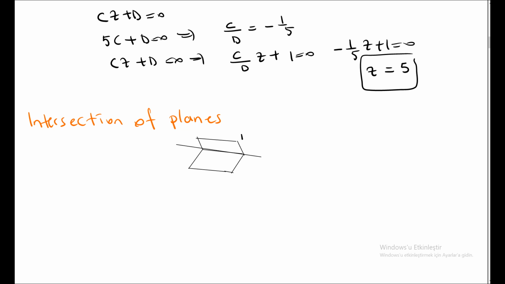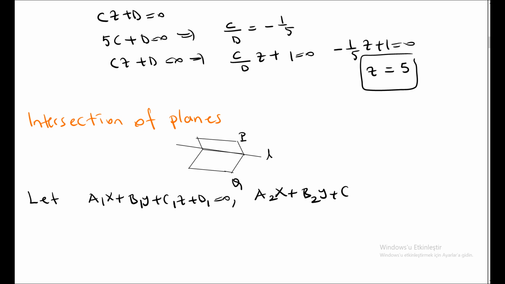So let's say this is a plane, this is another plane, and this is L. So how to find this L? This is our problem. So let the planes be A1 times X plus B1 times Y plus C1 times Z plus D1 equals 0, and the other one A2 times X plus B2 times Y plus C2 times Z plus D2 equals 0.